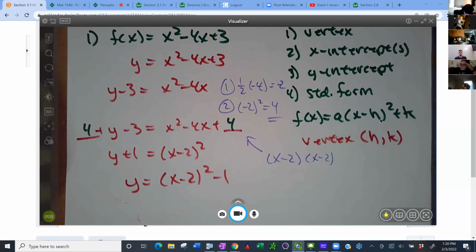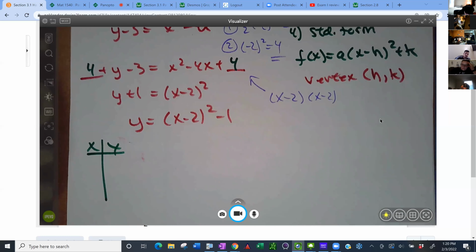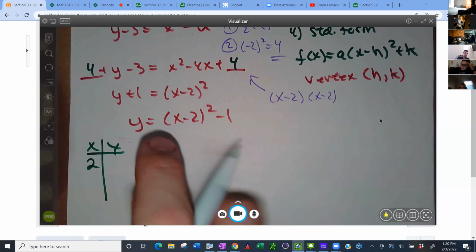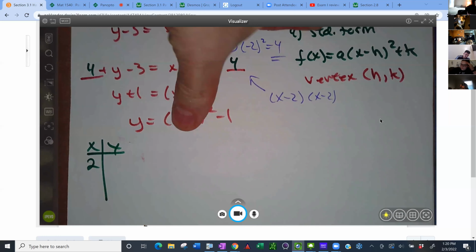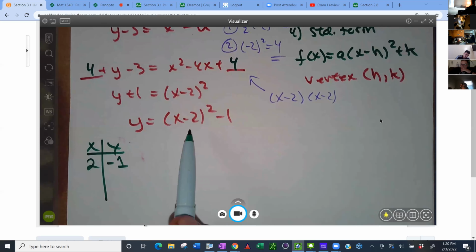I put it in my standard form. You can look at this and know, okay, where's the vertex? The vertex is a value of x that's going to make this equal to 0. What value of x is going to make that equal to 0? If I put in 2, x equals 2, that becomes a 0. All this disappears, leaving me with y equals -1. So you can just read that off of your function when you have it in this form. That's nice.